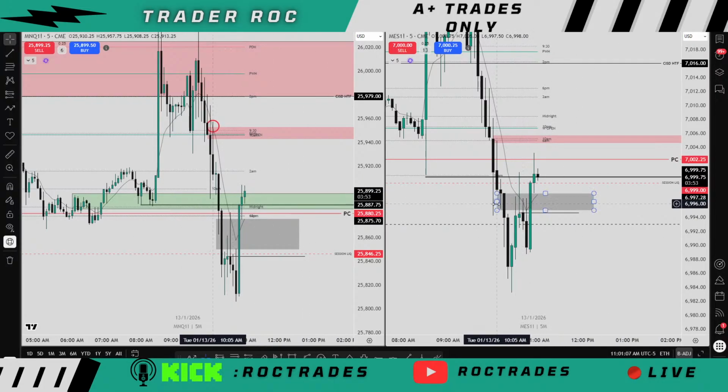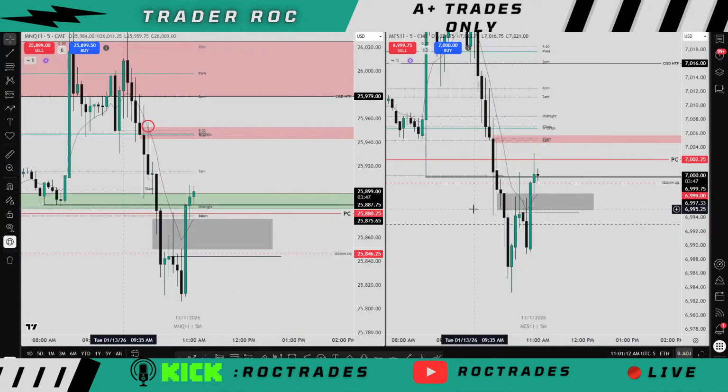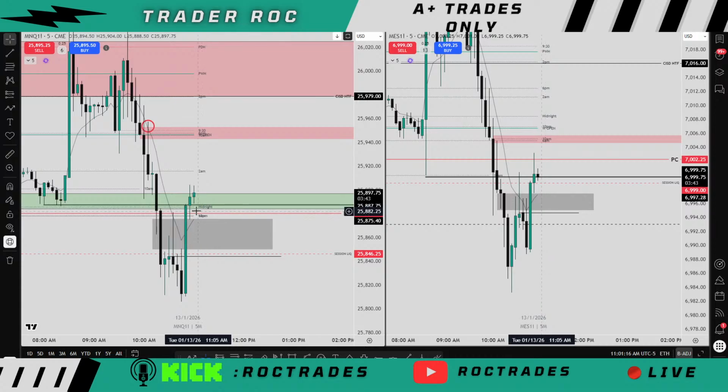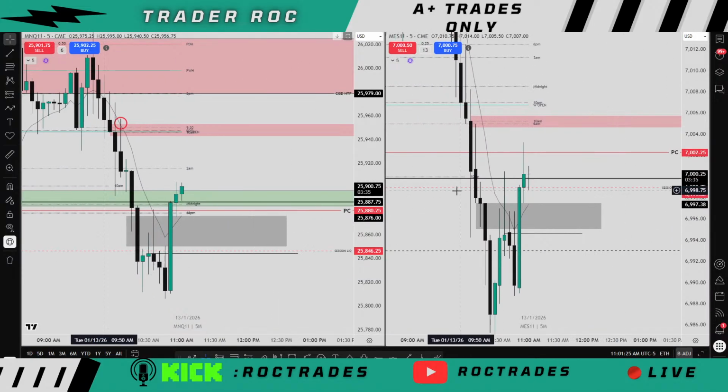So I wanna see how this handles a retest. And I like how we're holding this midnight price. I like how ES is holding this Asia high. Looks pretty solid if you ask me. Just waiting on that drive lower.